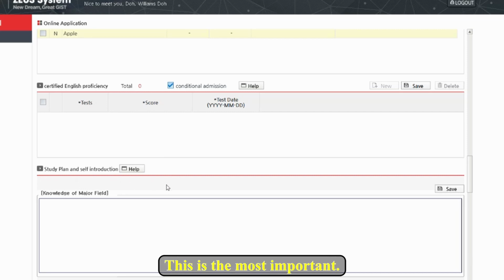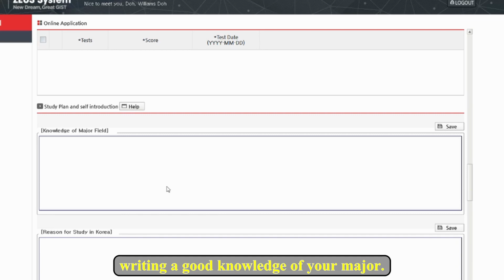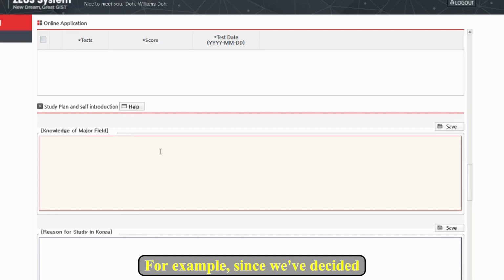This is the most important. This is the key to your application. It is important that you focus on writing a good knowledge of your major. For example, since we've decided to maybe study computer science, data mining, you have to prove to them that you have enough knowledge about data mining and as to why you are interested in it. This is where you have to bring in your A game. Prove to them that you have enough knowledge about the major that you are applying for by writing a convincing motivation letter. This is actually a motivation letter, though it says study plan and self-introduction.